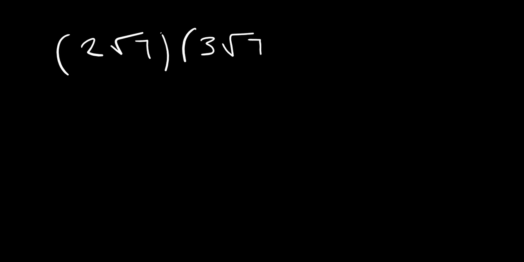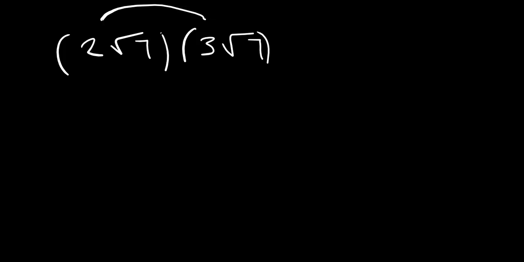Let's try another example. What if you have 2 root 7, let me put this one in brackets, multiplying by 3 root 7? What are you going to do? This 2 will multiply with that 3, and this root 7 also multiplies with that root 7. So let's do the math.